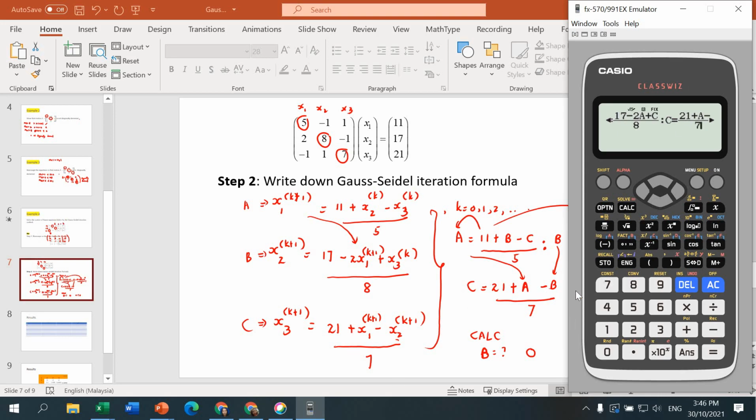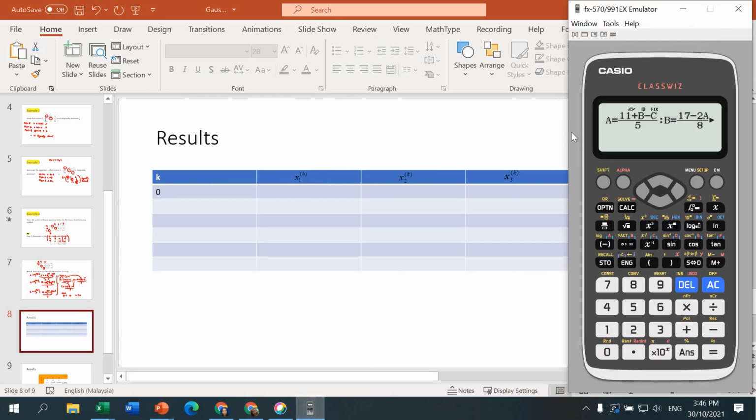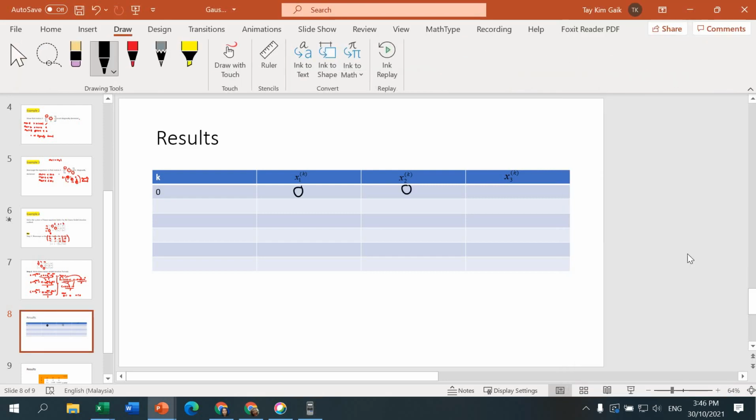Check out the formula. C is 21 plus A minus B divided by 7. B is 17 minus 2A plus C divided by 8. A is 11 plus B minus C divided by 5. So I'm going to calculate. Initially I put B 0, C 0. So I get A 11 over 5, which is 2.2. So initially 0, 0, 0.